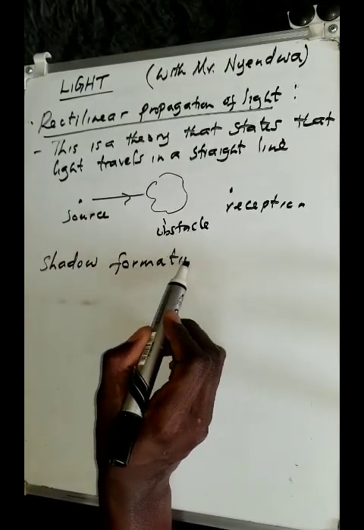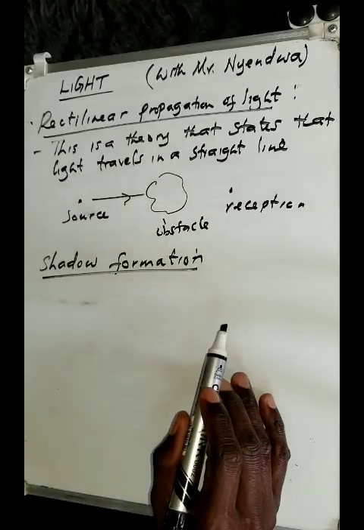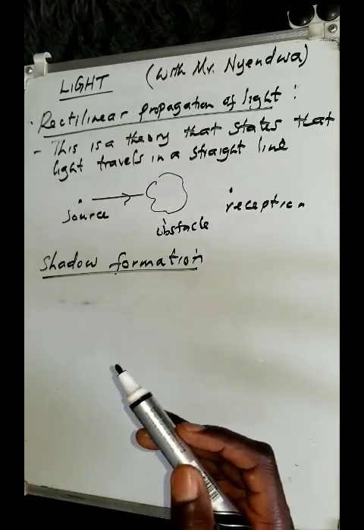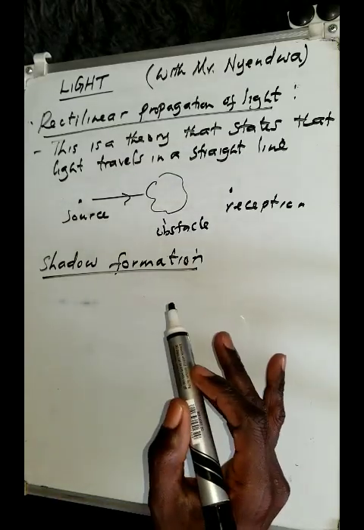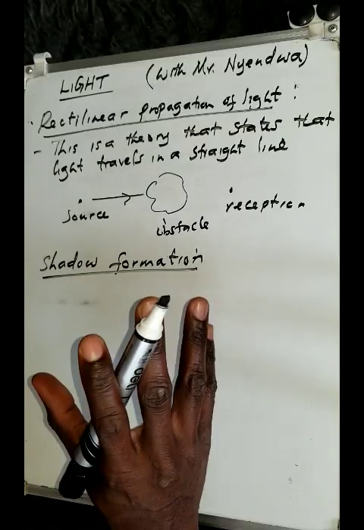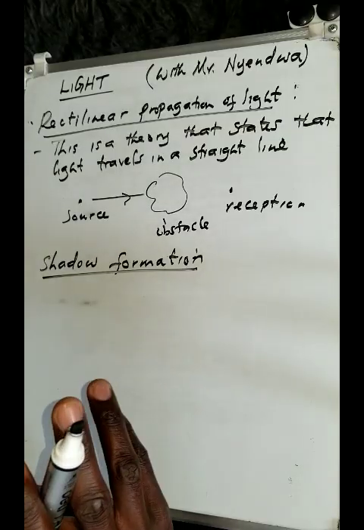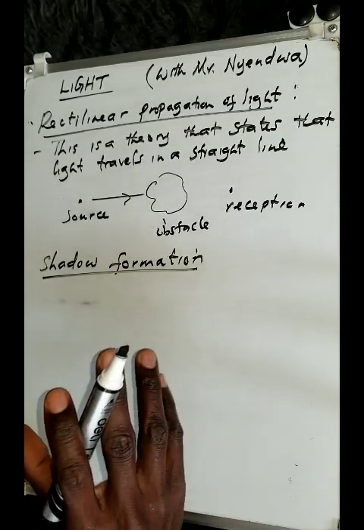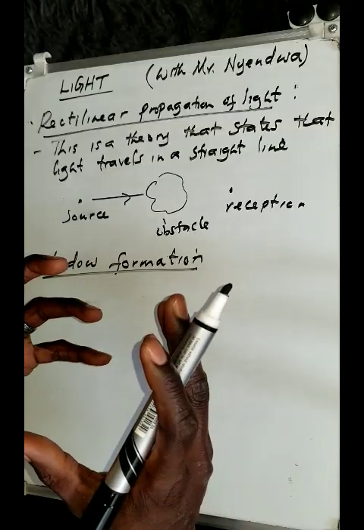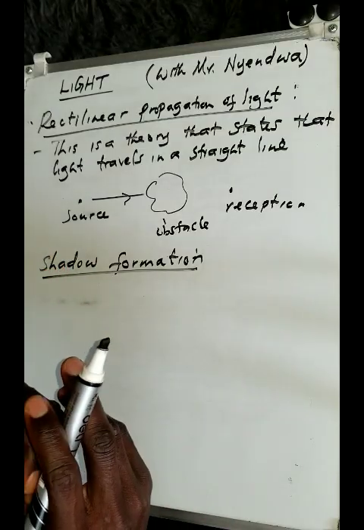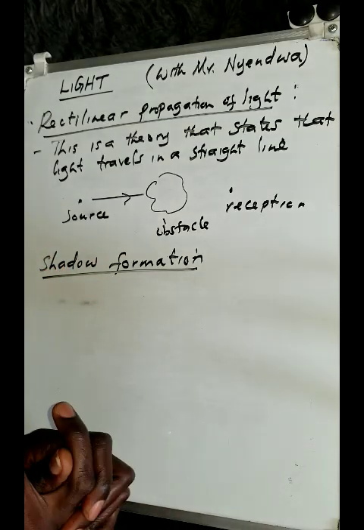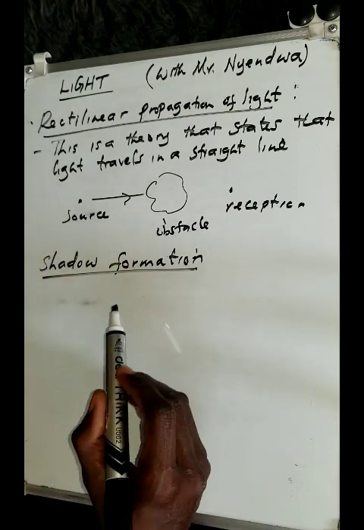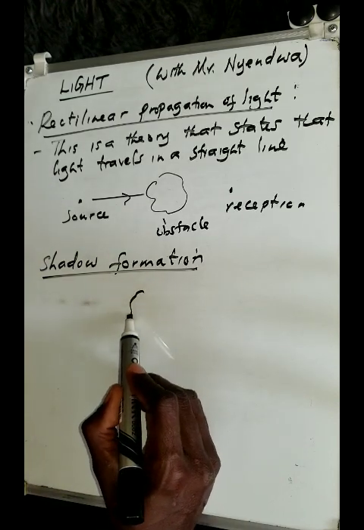How are shadows formed? Like I mentioned, shadows are formed when light rays strike an opaque object. An opaque object is an object through which light cannot pass. So when light rays strike an opaque object, shadows are going to be formed.